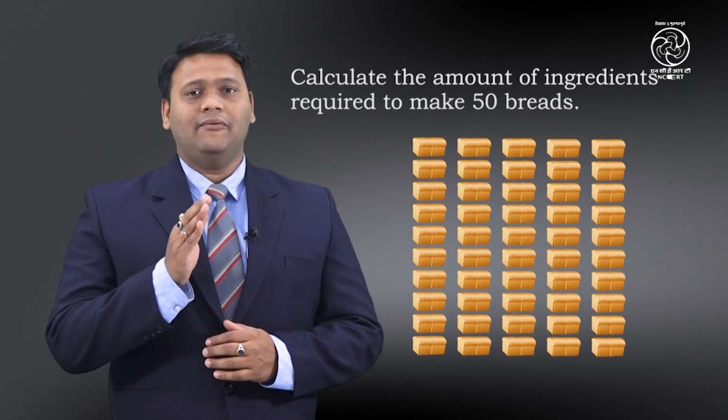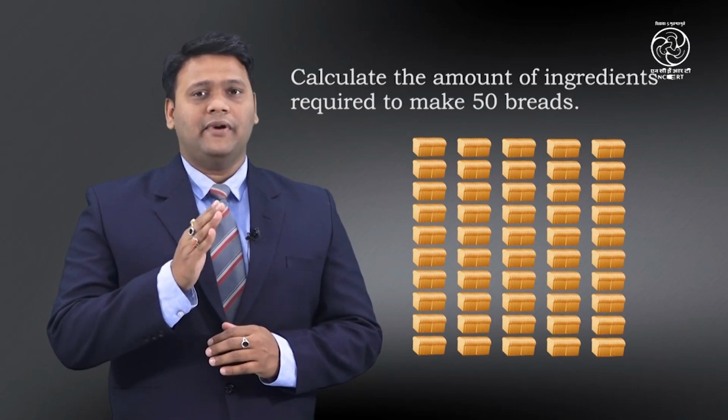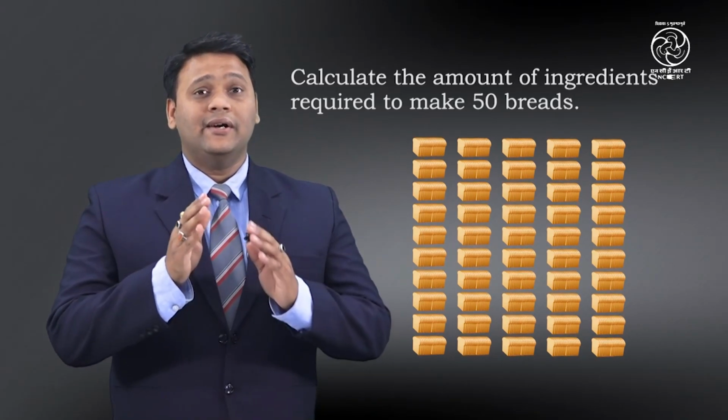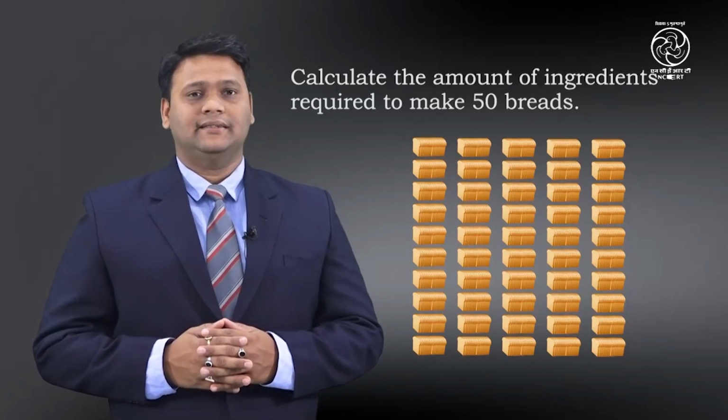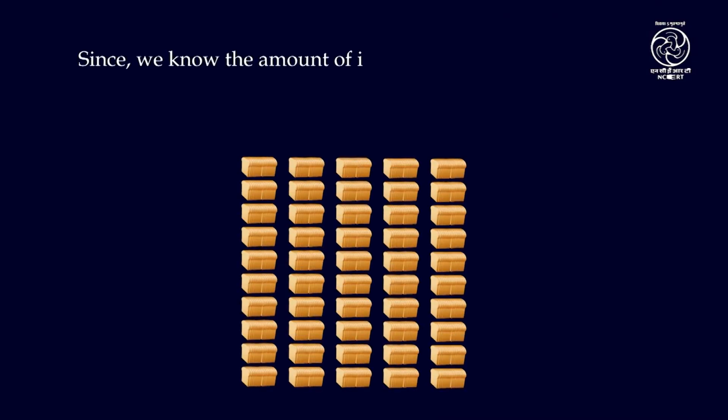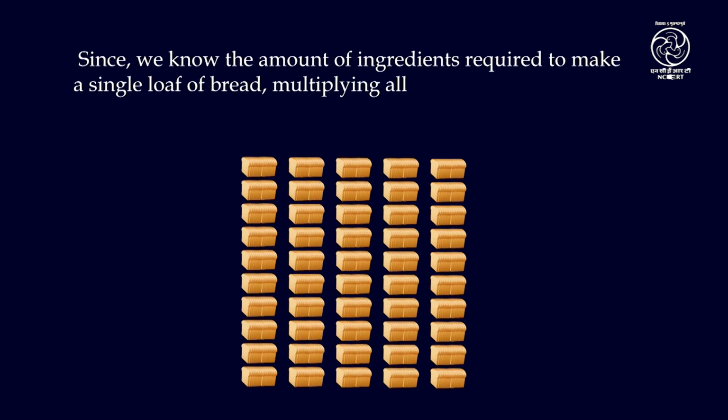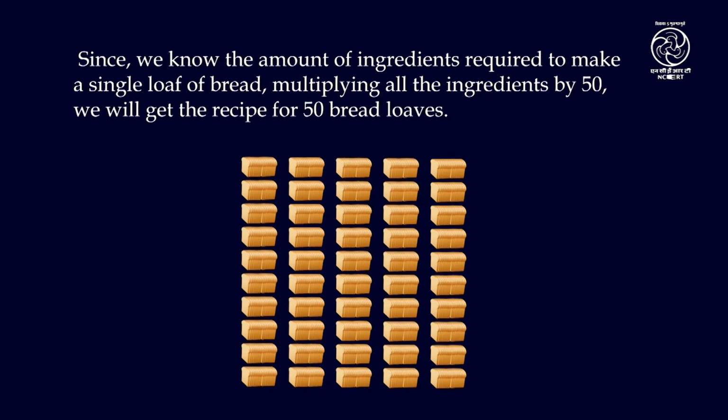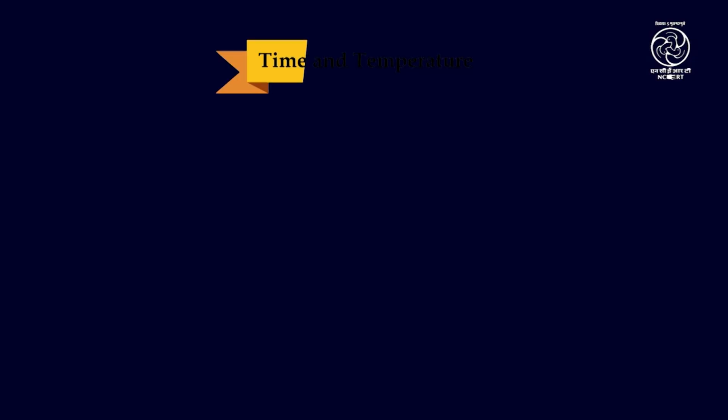Now, we have to calculate the amount of ingredients required to make 50 breads. Since we know the amount of ingredients required to make a single loaf of bread, multiplying all the ingredients by 50, we will get the recipe for 50 bread loaves. Let us now understand the importance of time and temperature in baking the product.